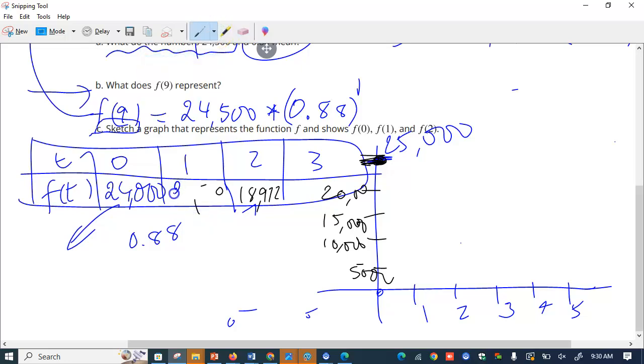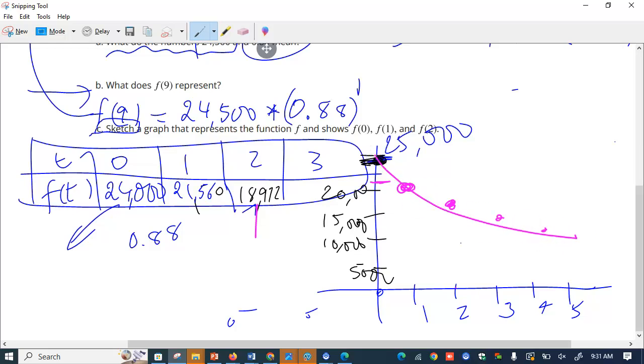So this is 21,560. That's almost like 22, and the 22 will be somewhere here maybe. So this point is right here. Next one is 18. So 18 will be somewhere here. And now you can use more and more, and maybe it is going like this. It's just a sketch.